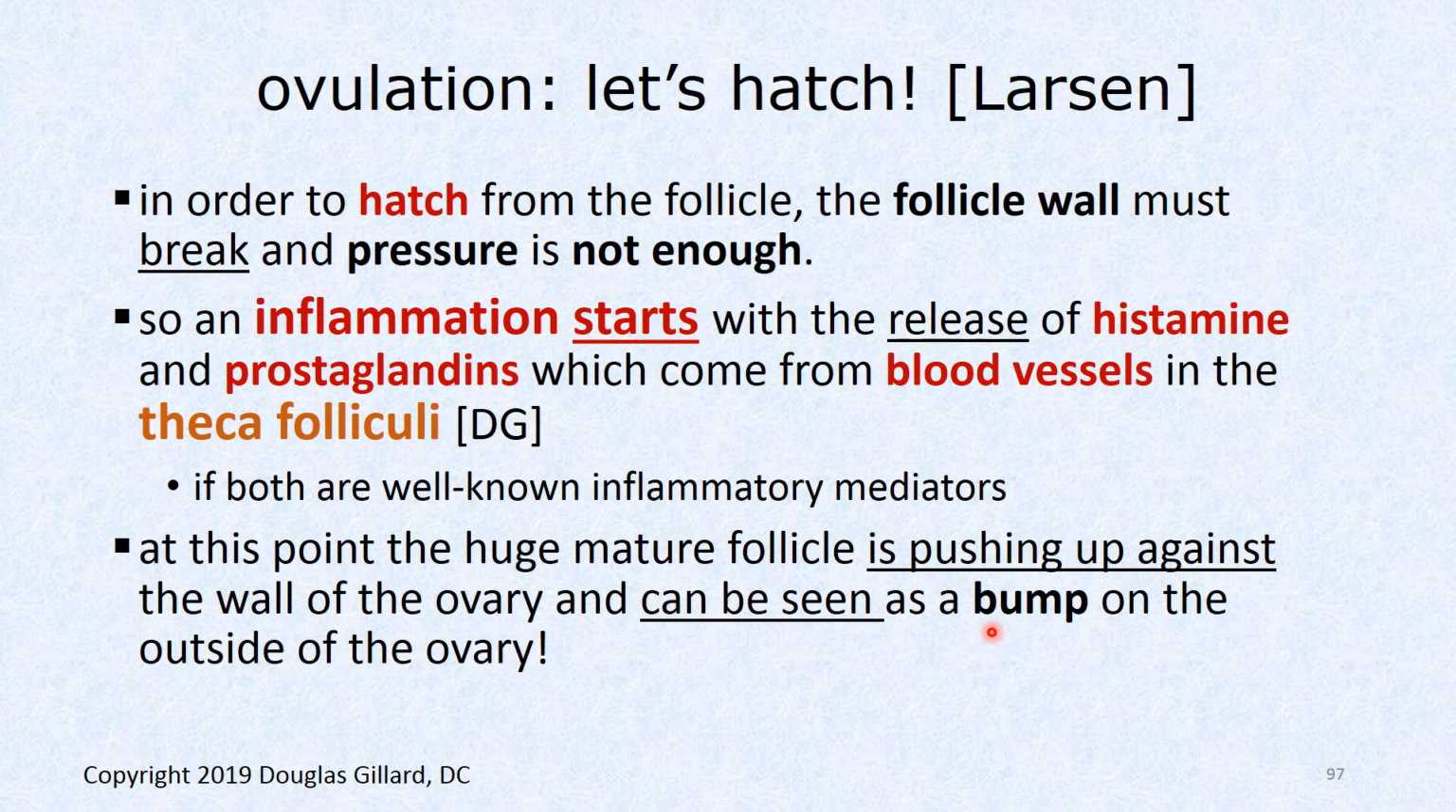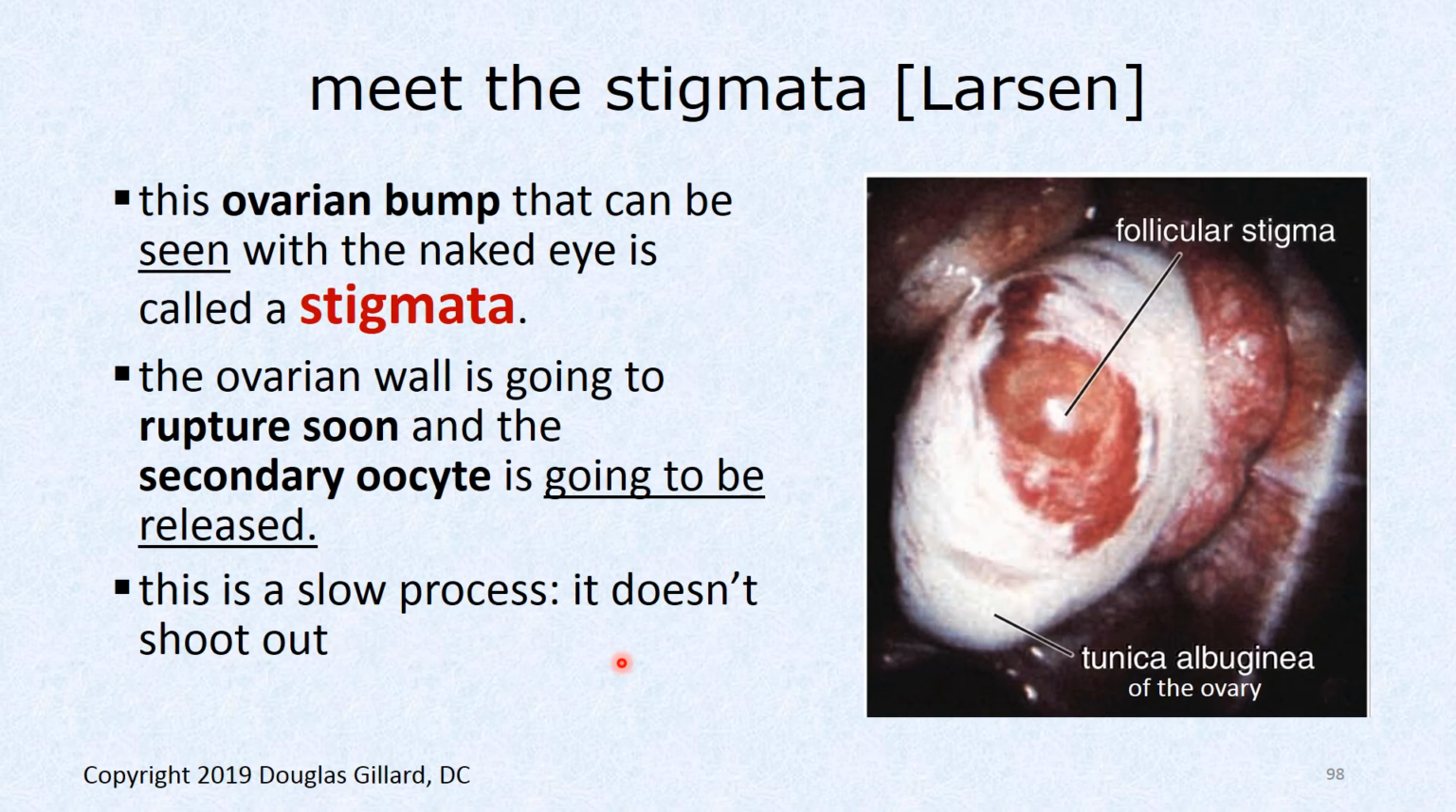In fact, at this point, the wall gets so thin, you can actually see it through the outer layer of the ovary. And here it is. Here's an ovary right here. This is the tunica albuginea. That's the outer layer. And you can actually see a bump right here that's pushing through that layer. And the oocyte is inside here, but that has a name. When you can visibly see it, you know ovulation is about to occur. That's called the follicular stigmata, or just the stigmata. That means within hours, the secondary oocyte is going to pop.